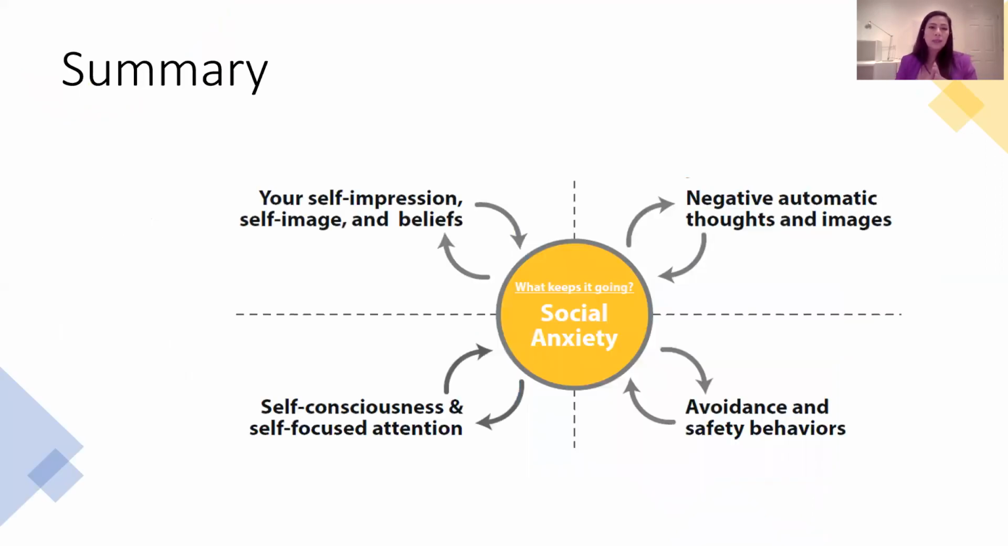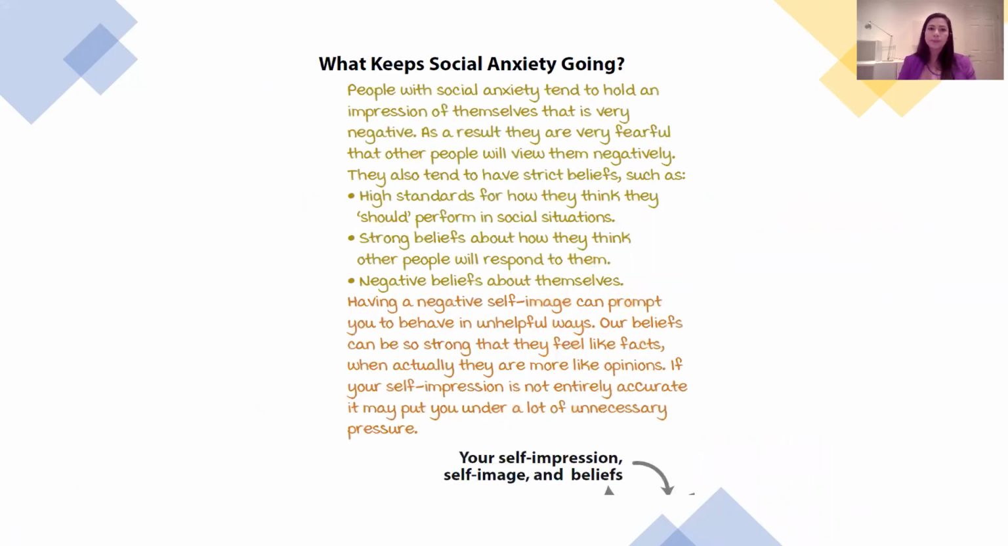So, in general, there are very important contributors to social anxiety, and these include your self-impression, your self-image and the beliefs that you have about yourself. These include the self-consciousness and self-focused attention that you have. This also involves the negative automatic thoughts and images that happen, and also the behaviors, so these avoidance and safety behaviors that people with social anxiety might engage in more often.